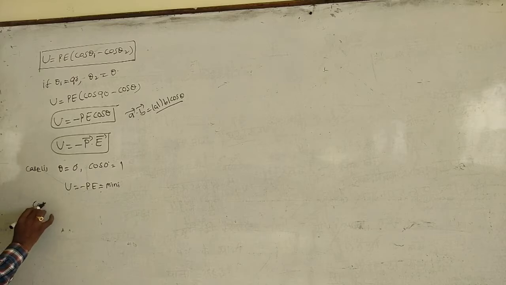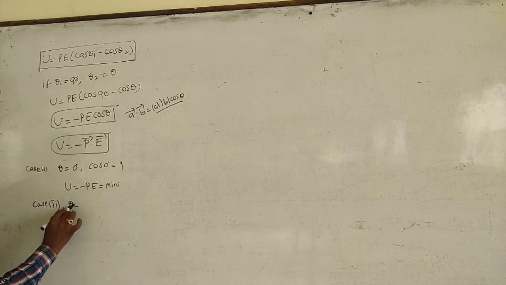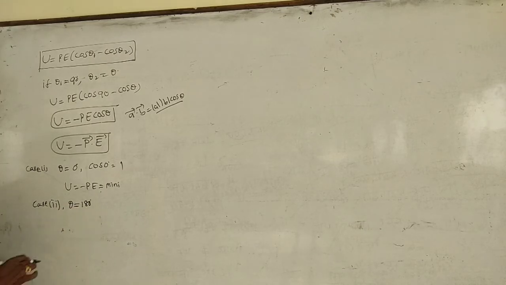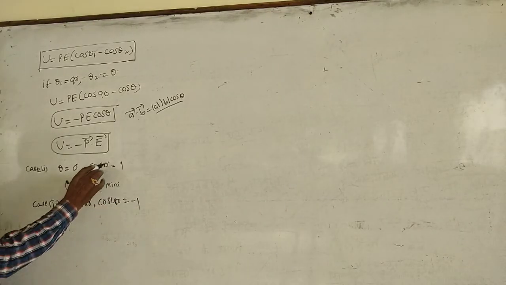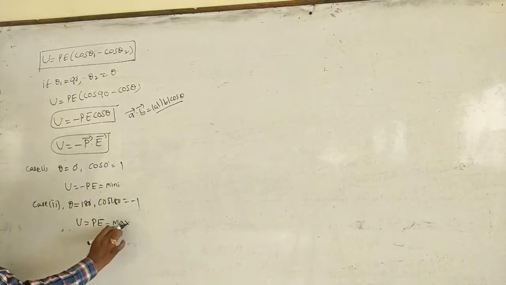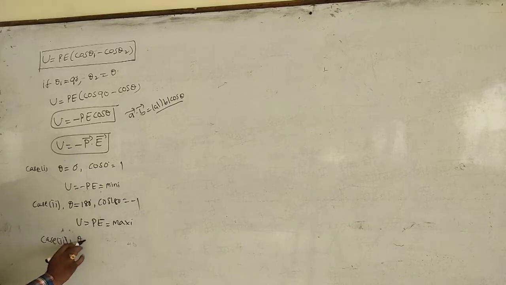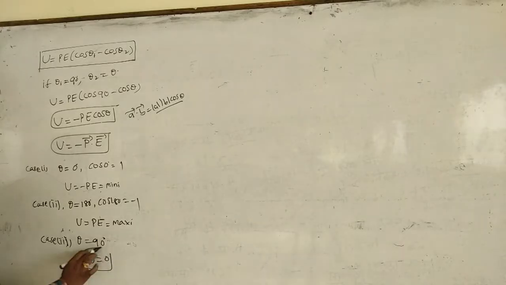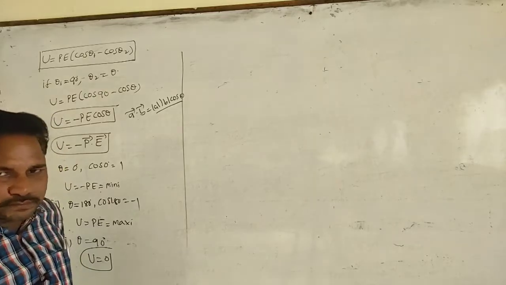Case 2: theta equal to 180 degrees. Cos 180 is minus 1. Substituting here, potential energy equals P E. This becomes maximum. When the dipole is placed perpendicular to the electric field, that means theta equals 90 degrees, then the potential energy becomes 0.